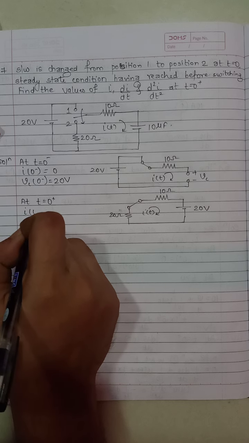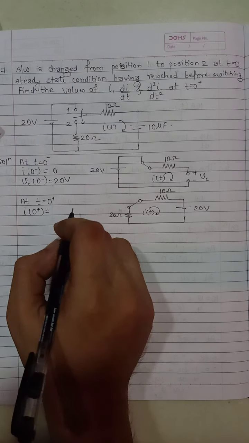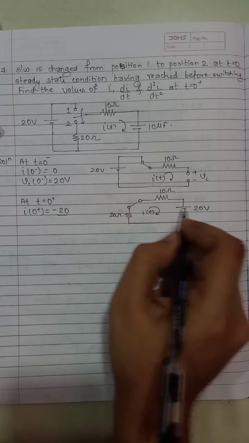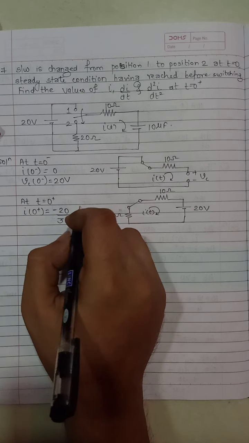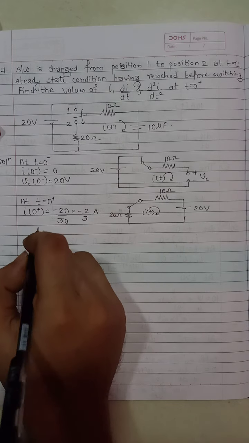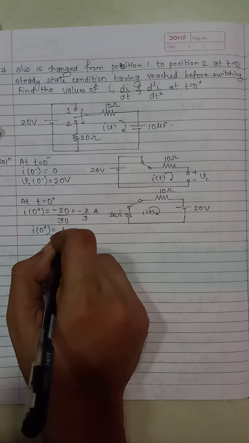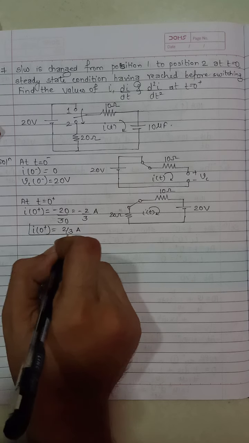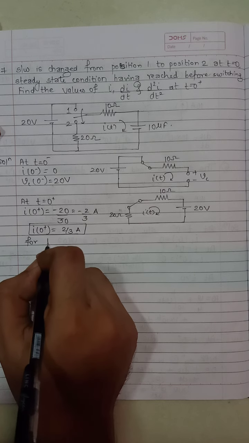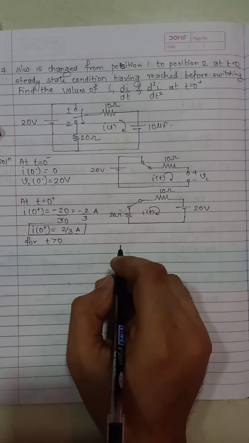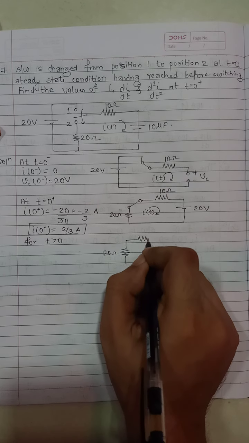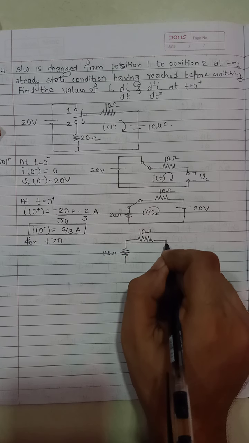So I can find i at 0 plus will be minus 20 upon 30, or you can say minus 2 by 3 amperes. So we have got i at 0 plus as minus 2 by 3 amperes. Now we'll draw the circuit for t greater than 0. Now there is a small change in this. For t greater than 0, 20 ohms as it is, 10 ohms as it is.